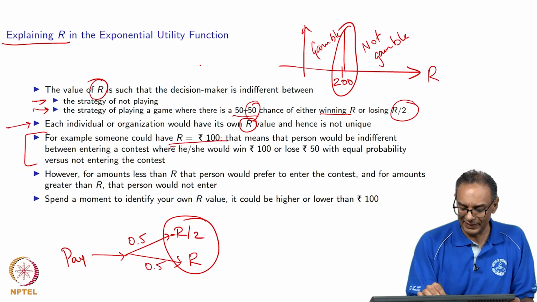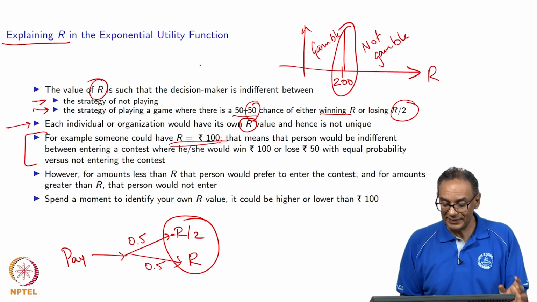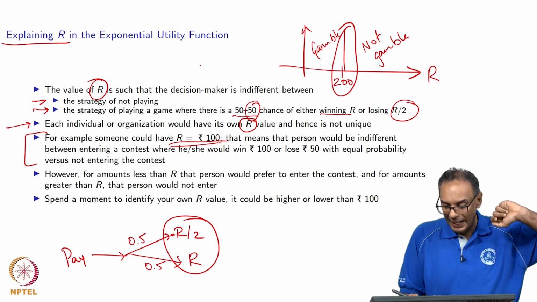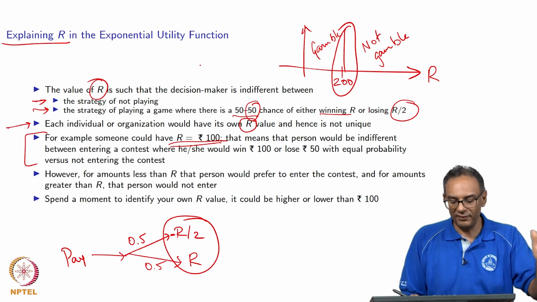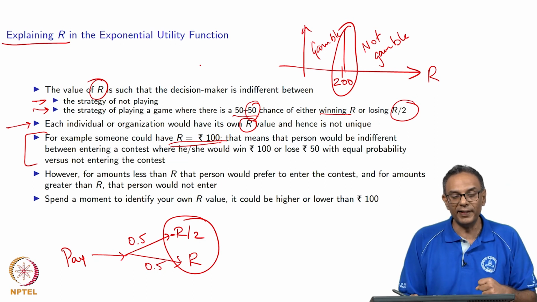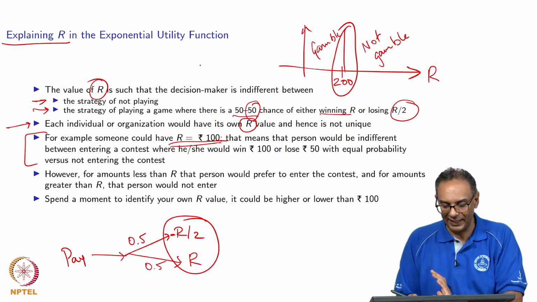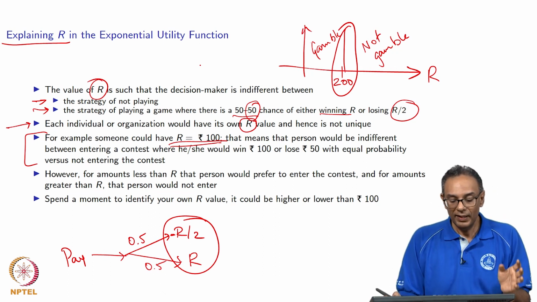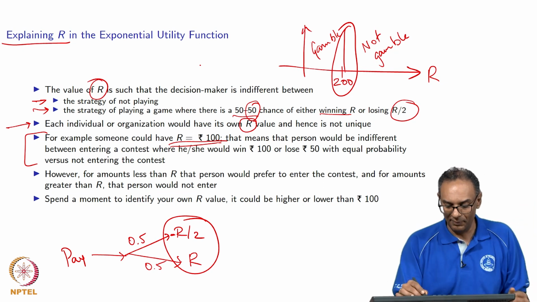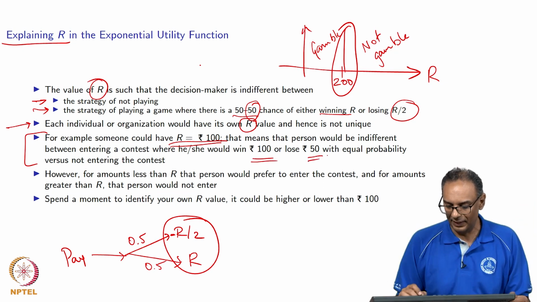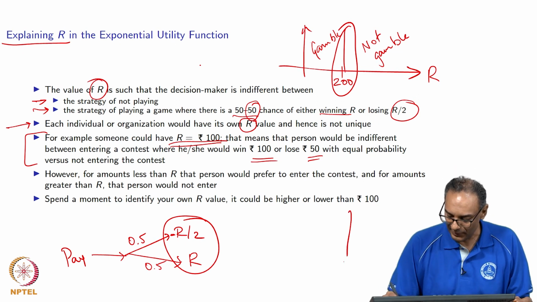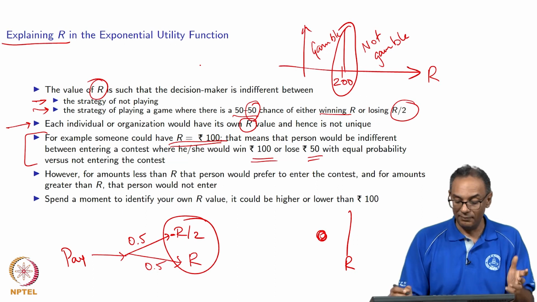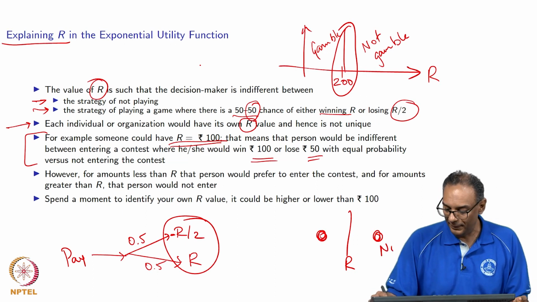Let's pick a specific example of r as 100 rupees. So what does that mean? That means you would be equally happy not playing the game, or playing the game where you will get 100 rupees or lose 50 rupees with the same probability. So if r is smaller than 100, you will surely play the game. If I am smaller than r, I would gamble. If I am bigger than r, I would not play.